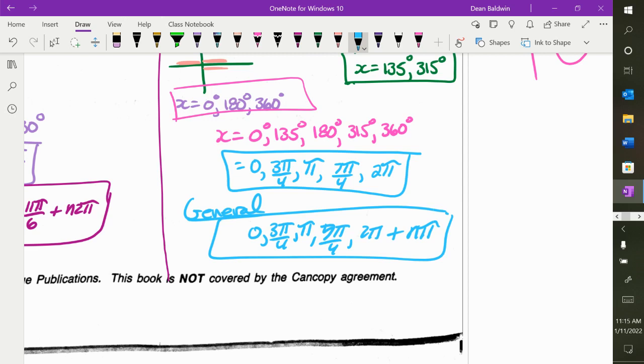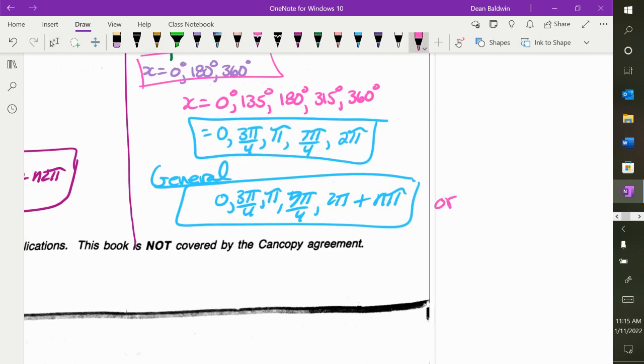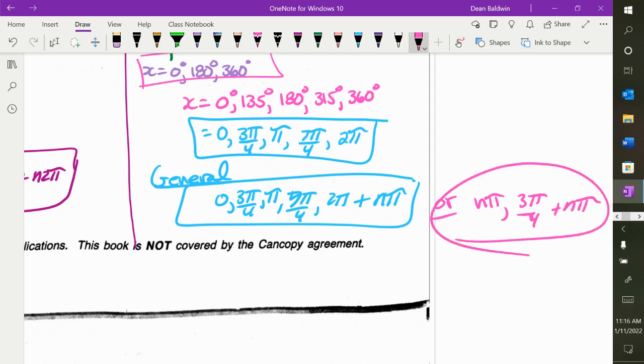Boom. Look at the math. There you go. So the short way, if you see it, is n pi and 3 pi over 4 plus n pi. That would be the short way. All right. Are we okay with this so far? The only real new stuff is the factoring part. This generates more answers. That's it.